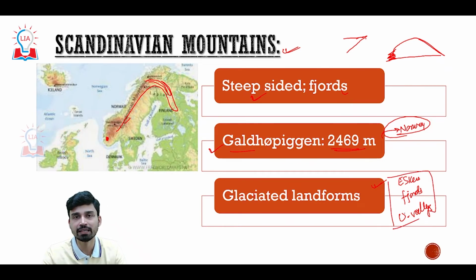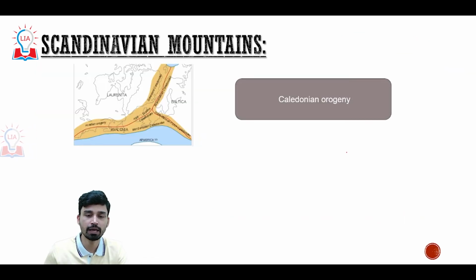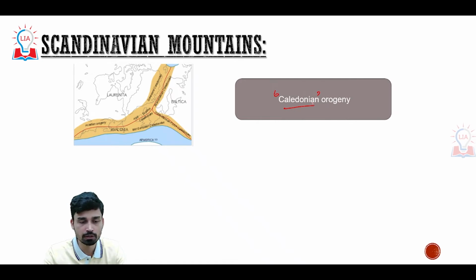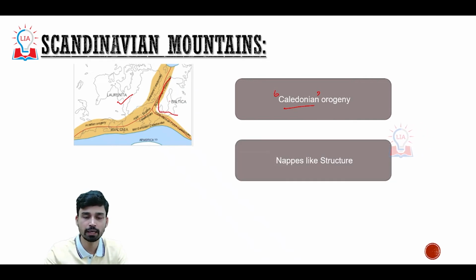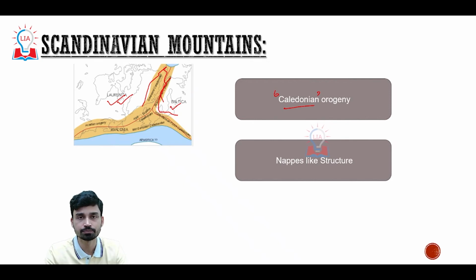The origin of the Scandinavian mountain system is believed to be the Caledonian phase of mountain development in the history of Earth, when the Laurentian plate and the Baltic plate in the east converged and collided together, and due to this convergence of the Laurentia and Baltic plates, this Scandinavian mountain system developed. Due to this very strong convergence and collision between these two continental plates, a large number of nappe-like structures have developed in the Scandinavian mountains.